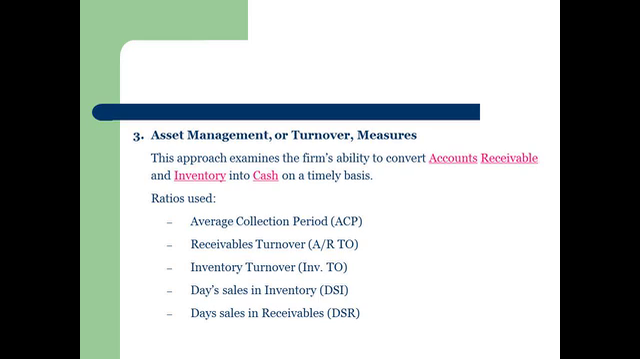And there are 5 types of sub-ratios which we use to calculate the activity ratio. One is average collection period, second is receivables turnover, third is inventory turnover, fourth is days sales in inventory, and the fifth is days sales in receivables.